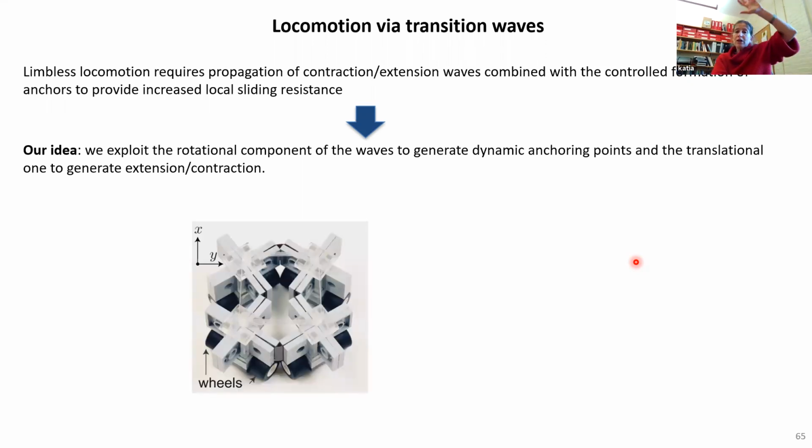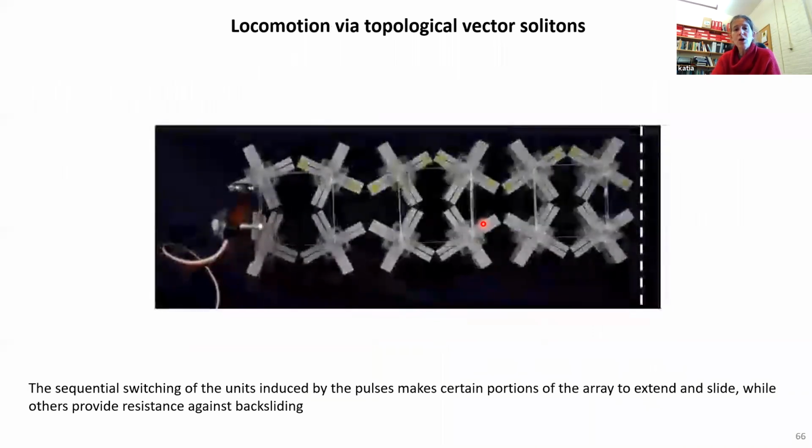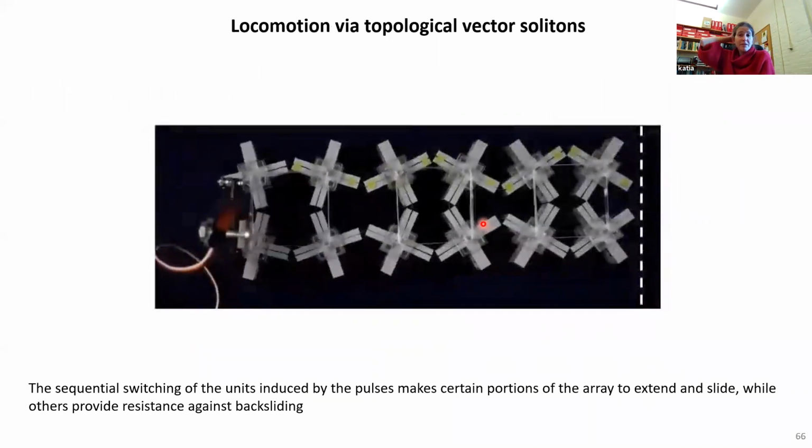So how do we use the rotational component to manipulate friction? Well, a simple solution is the following one. We attach wheels at the bottom of our units. Now, when the wheels are aligned with the direction of motion, in this case for theta equals 0, the friction is going to be minimal. But as the wheels are at an angle with respect to the direction of motion, we expect the friction to increase. Does it work?